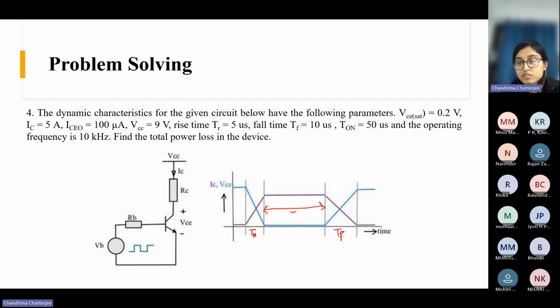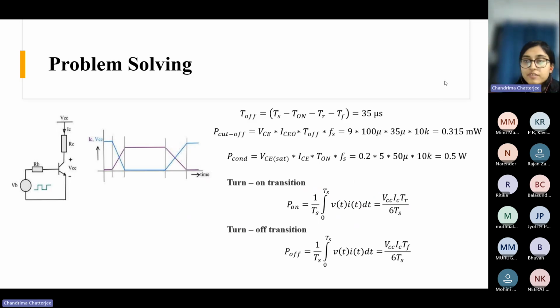So we already saw that the major power loss happens during this conduction period. In the two periods, the off to on transition and on to off transition, some loss also happens, but it is very small compared to these losses. But anyway, I have calculated the losses during the cutoff region as well. So what is the loss during this cutoff region?